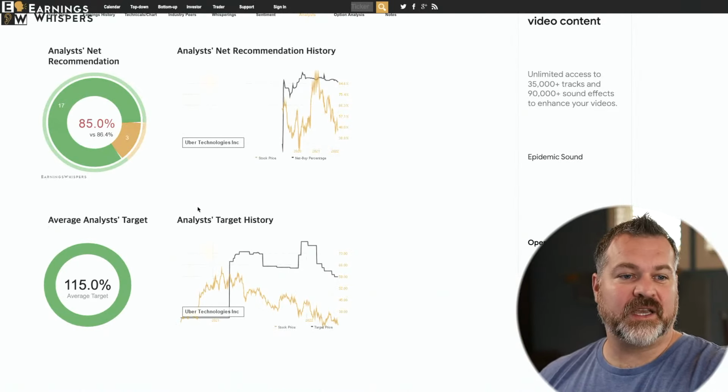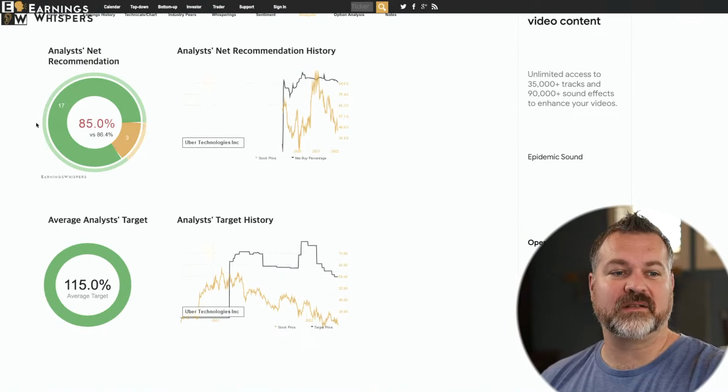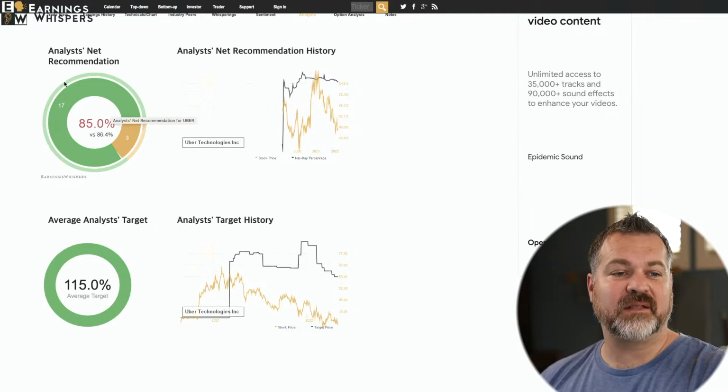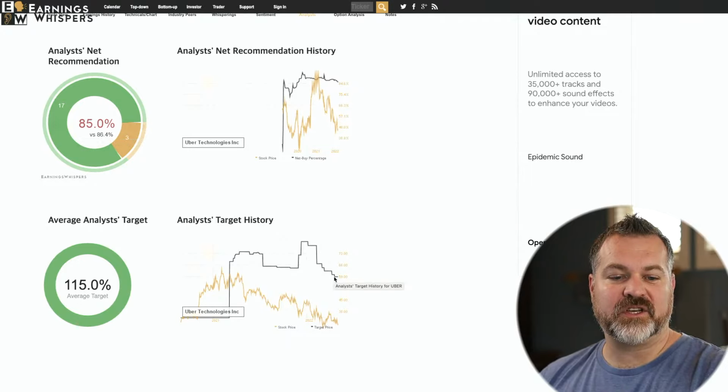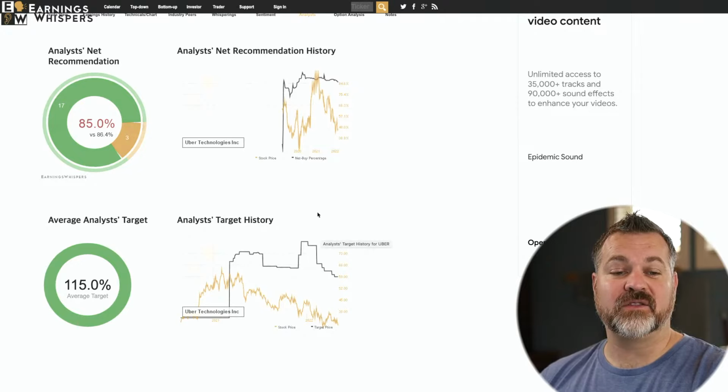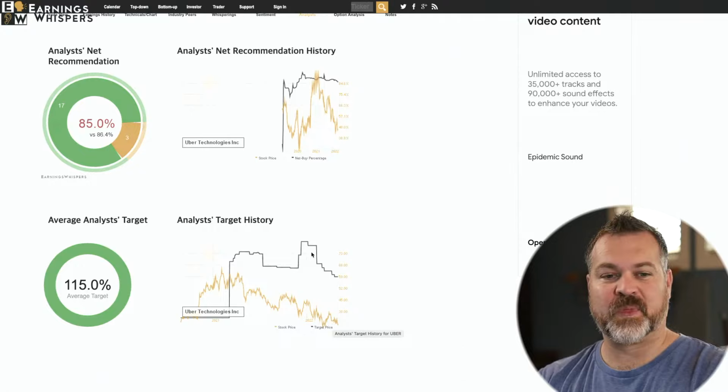Now, cut to today. Let's look at the current analyst recommendations on Earnings Whispers, which is a site that I like to look at. Analyst net recommendation, 85% buy. The analyst target history, right now they're targeting the stock to be $59 next year, which is 115% higher than it is today. So there's a considerable upside assumption on this stock.